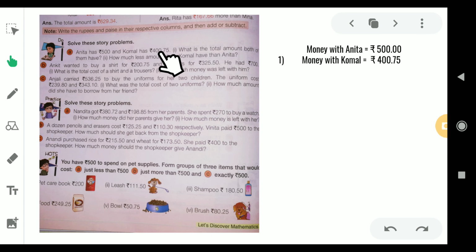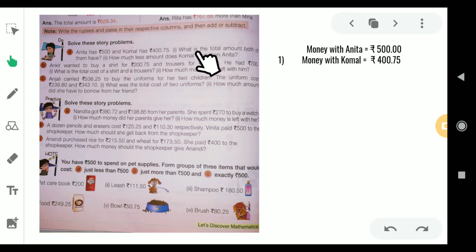So when you compare both amounts here, this is the amount that Anita has and this is the amount that Komal has. After comparing, we can easily identify that Anita has more money than Komal. But look here, how much less amount does Komal have than Anita? Obviously Komal has less amount than Anita, but how much less? This we have to find out.